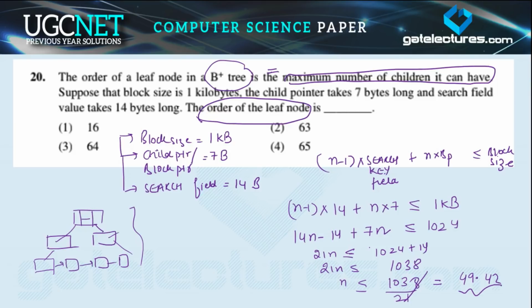So the options are 16, 63, 64 and 65. You can see that 63 is greater than this value, 64 is also greater than this value, and 65 is also greater than this value. So the correct option is 16. They're not asking what the value of n is. They are asking what order of the leaf node should be allowed. So it should be less than or equal to 49.42. So 16 is the answer.